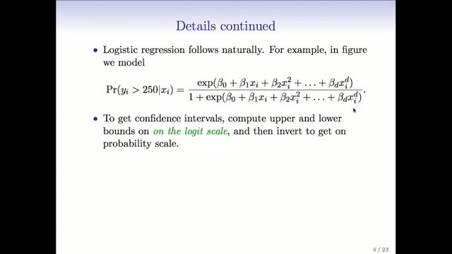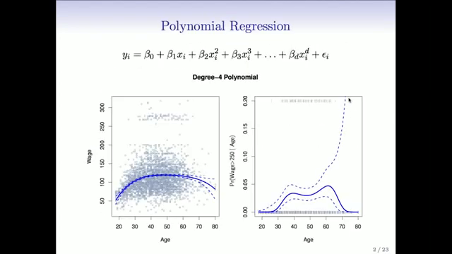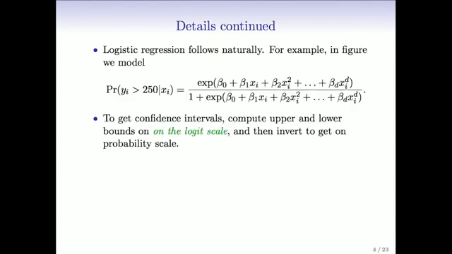And one small detail that's somewhat important is to get confidence intervals. If you try to get confidence intervals for the probabilities using direct methods, you might get outside of the range 0 to 1. So what you do is you get confidence intervals for the fitted logit, and then you put the upper and lower confidence band endpoints through the inverse logit transformation, and those give you the confidence intervals for the fitted probabilities. So that's a useful trick to bear in mind.